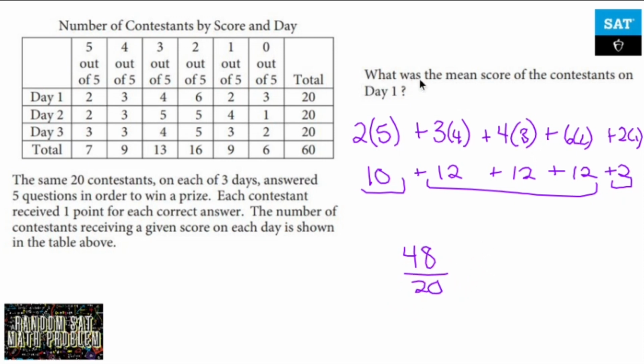Okay. What was the mean score of the contestants on day 1? Let me divide the top and the bottom by 2 so I can make the number more manageable. That's 24 out of 10, which gives me 2.4. I'm assuming that since this is SATs, that's probably the way they would want it written out. The other way you could write this is 12 out of 5, the simplified fraction. But that's the mean, 2.4.